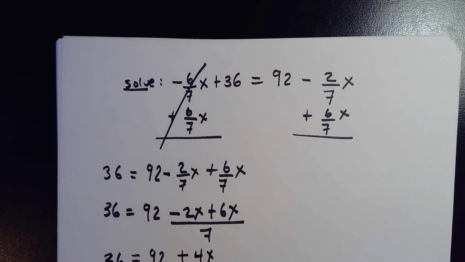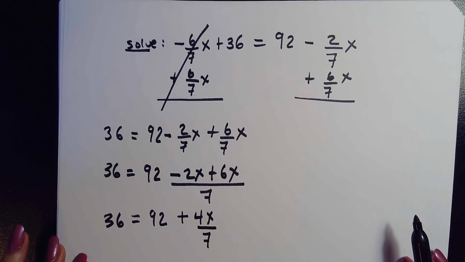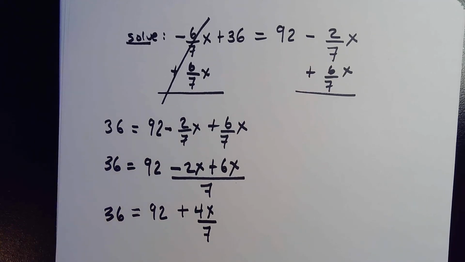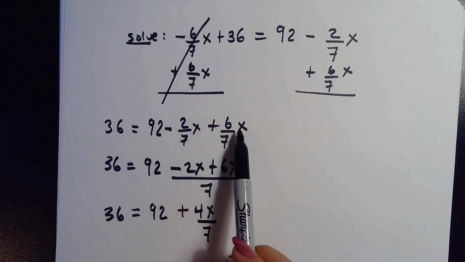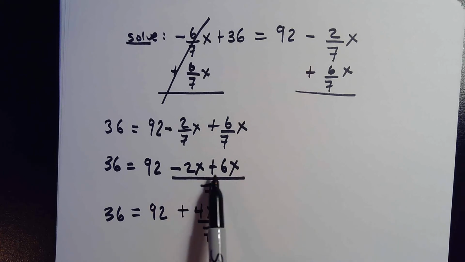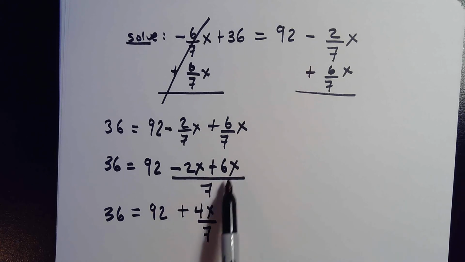And then 36. And let me erase the paper a little bit. I'm sorry. So let me explain again. Negative 2x plus 6x, I combine them here because I'm going to simplify them. Negative 2x plus 6x over 7 gave me 4x over 7. And you still have the 92 here.